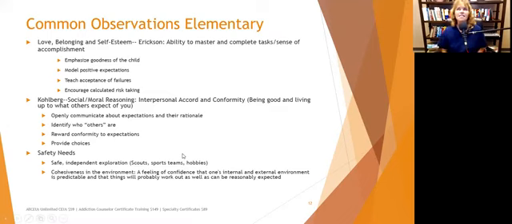Love, belonging, and self-esteem. At this age, we want to emphasize the goodness of the child, model positive expectations, remember to teach acceptance of failures, and encourage calculated risk-taking. I'm thinking back to when my kids were in elementary school, and they were just learning and experiencing so much. I mean, they'd only been on this planet for 6, 7, 8 years. And so much stuff they had never even dreamt of. And they wanted to go out and explore, and they wanted to try new things.